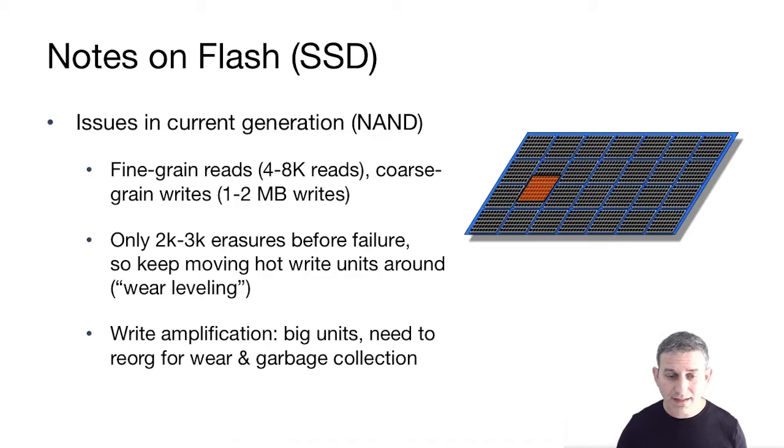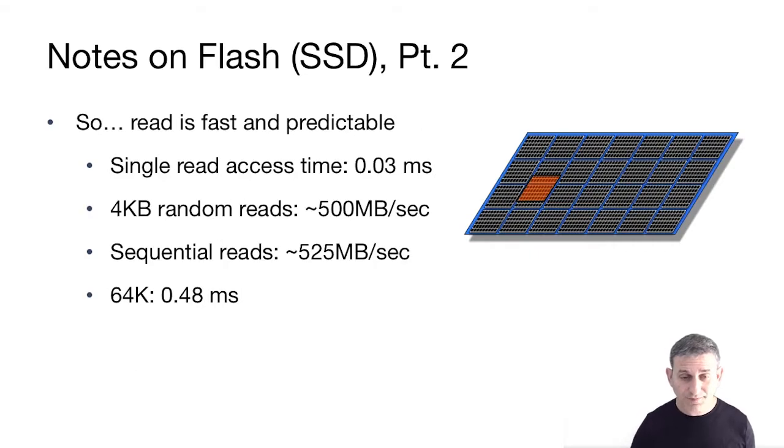So a write, don't forget, even if you want to write just a little bit, let's say 4K, you're going to end up writing a full 2 megabytes. And that write may require reading the old version of that data and writing it somewhere else. So this is called write amplification. We wanted to write a small thing. We ended up writing a big thing and possibly doing a read and a write to reorganize it as well. So flash drives are pretty expensive to write, relatively speaking to how expensive they are to read.